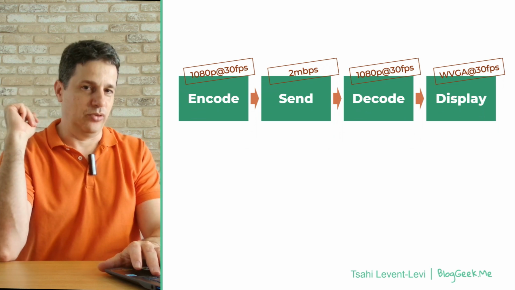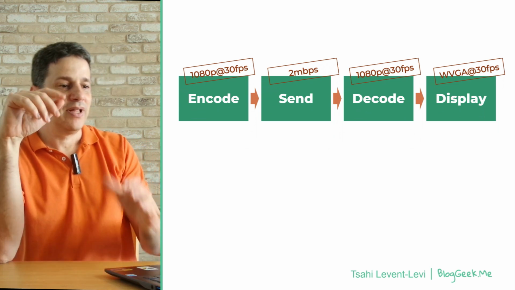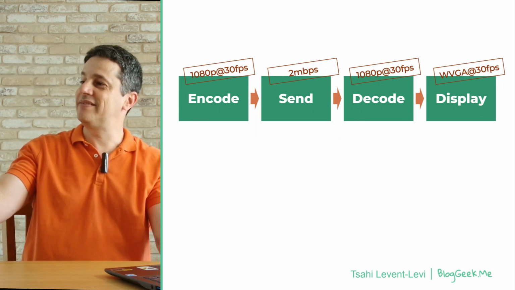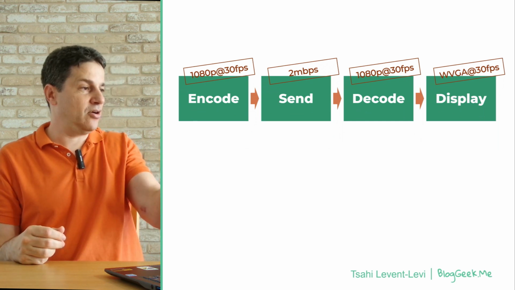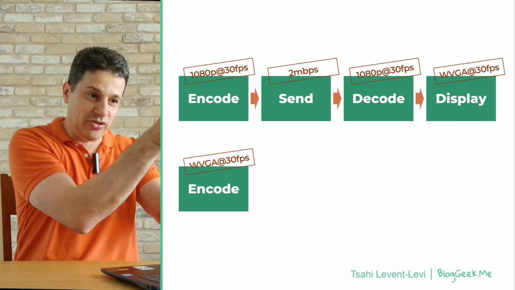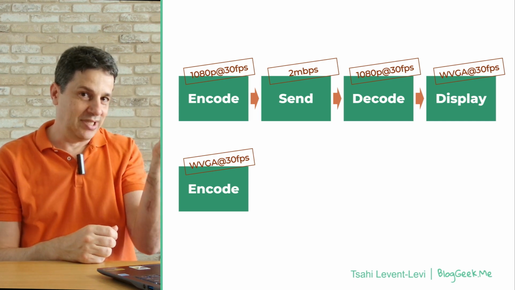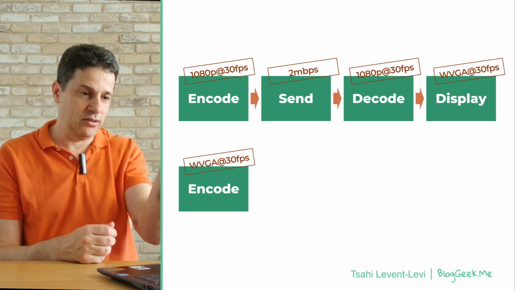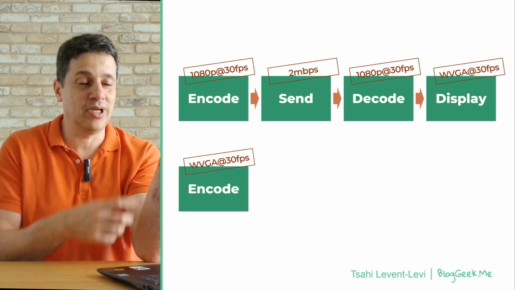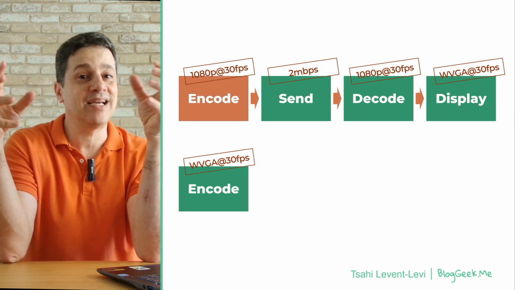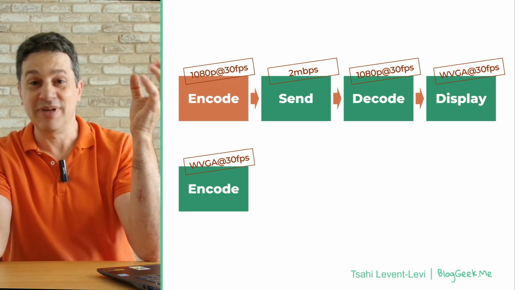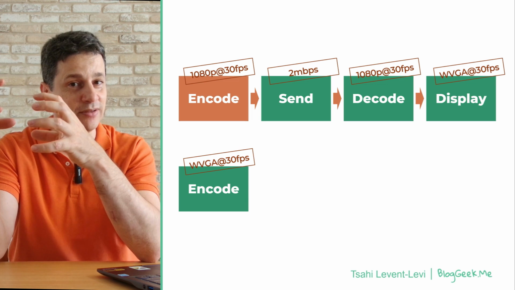Now let's look at the other approach. Now the user here is smart. He says, well, the guy over there needs it at WVGA, so I'll just take the content, ignore the fact that it's HD, I'll scale it down at the source, and encode WVGA at 30 frames per second instead of 1080p. I don't need 2 or 3 megabits per second now when I encode it. I can do that at 600 kilobits per second at a good enough quality, or 800, but definitely not 2 or 3 megabits per second.